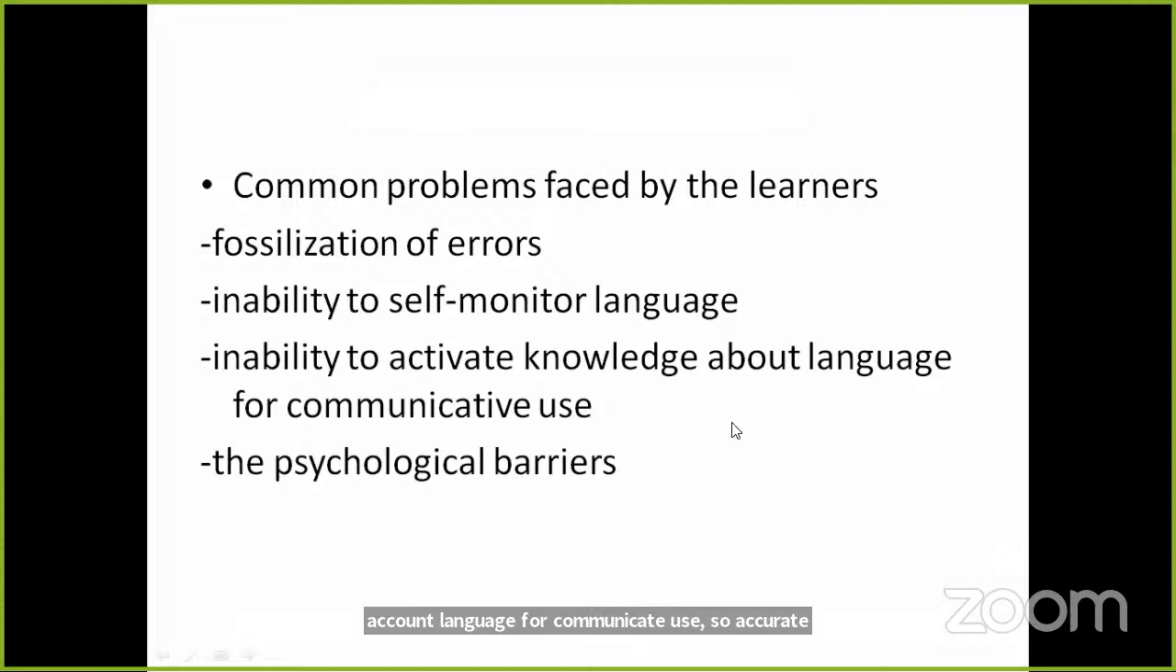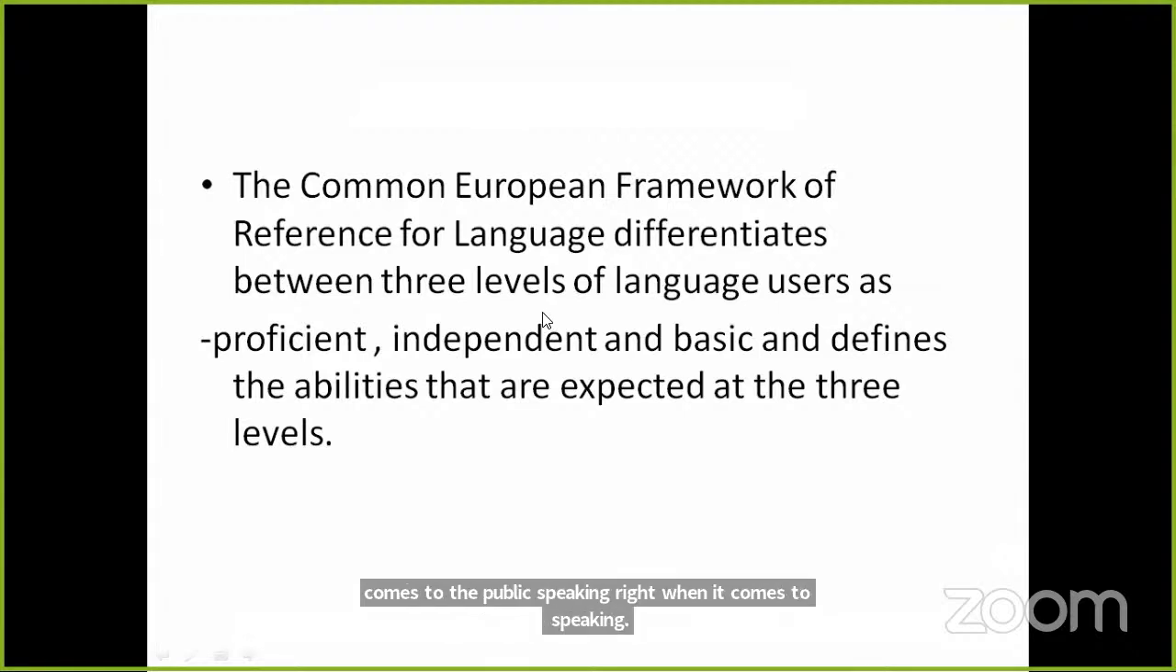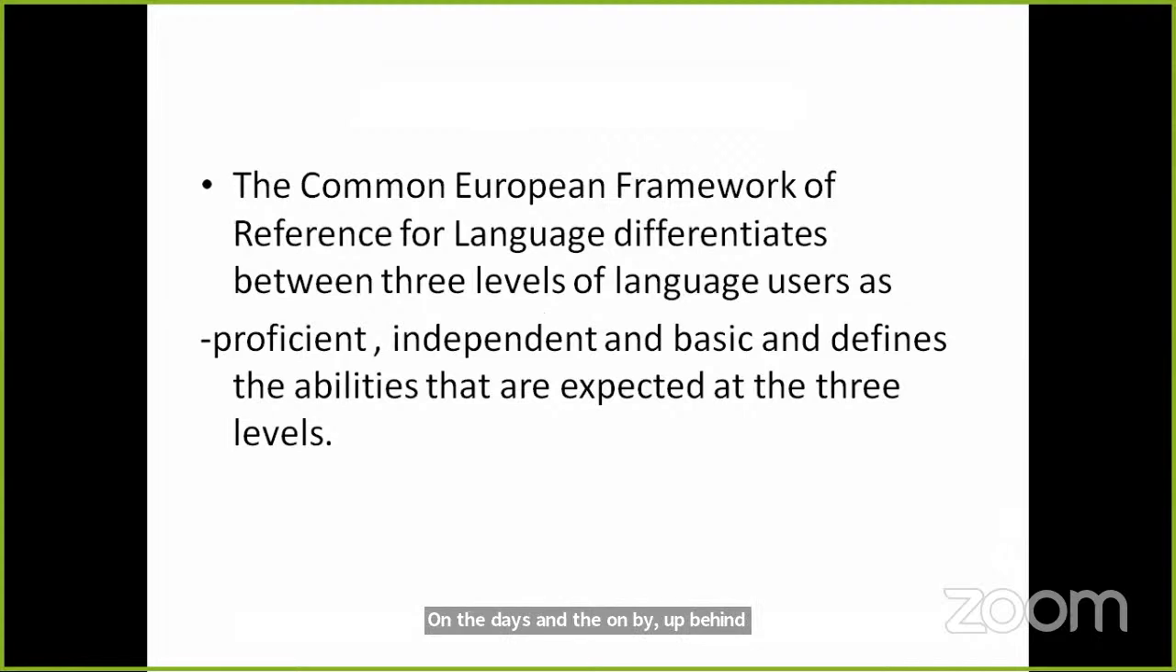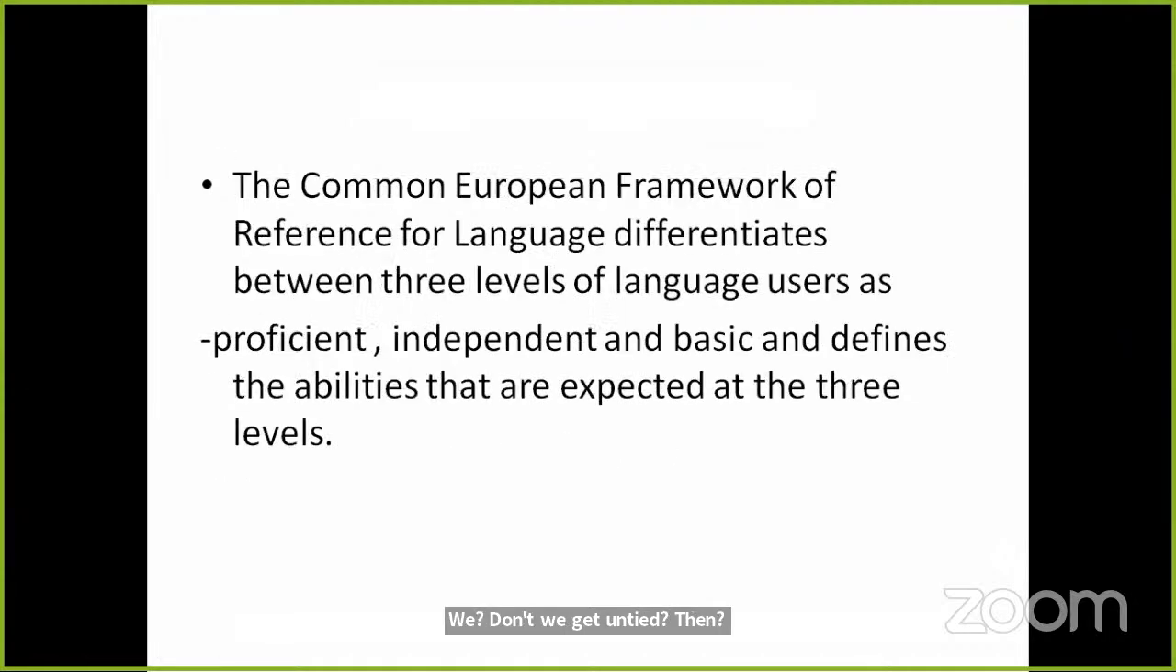The psychological barriers are also one of the major barriers for any speaker in the language. Many of us are very conscious when it comes to public speaking, right? When it comes to speaking on the dais, from behind the podium, we get tongue-tied and very conscious. So we don't know what to express and how to express the situation.